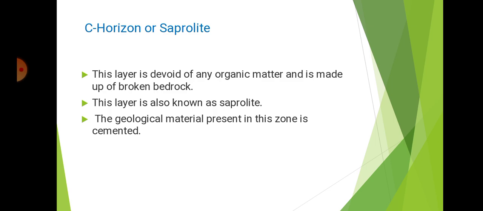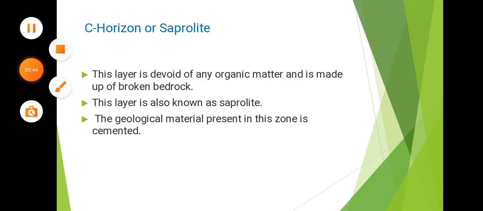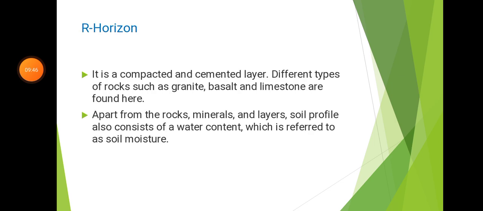The geological material present in this zone is cemented. Then another one is R horizon. It is a compacted and cemented layer. Different types of rocks such as granite, basalt, and limestone are found here.